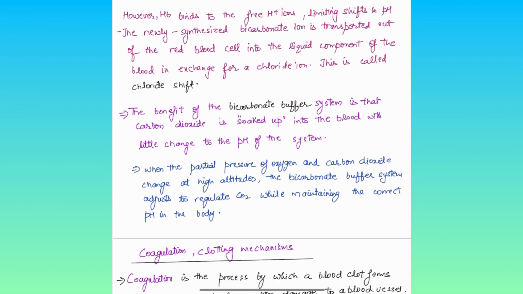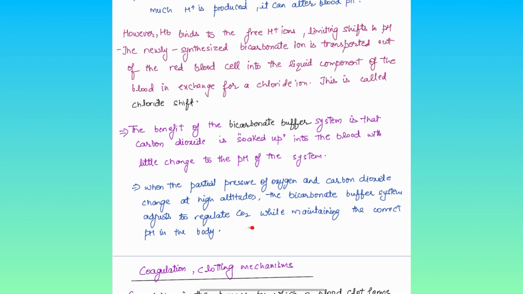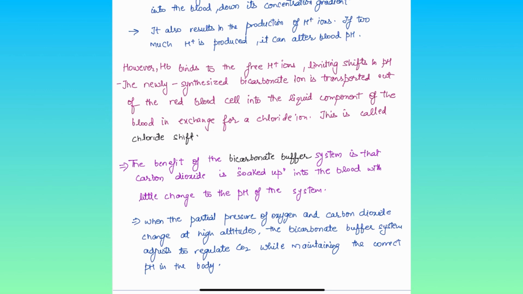The benefit of the bicarbonate buffer system is that carbon dioxide is soaked up into the blood with little change to the pH of the system, and when the partial pressures of oxygen and carbon dioxide change at high altitudes, the bicarbonate buffer system adjusts to regulate carbon dioxide while maintaining the correct pH in the body.